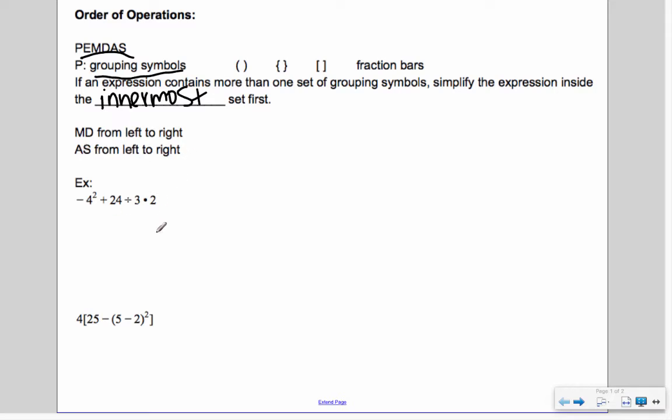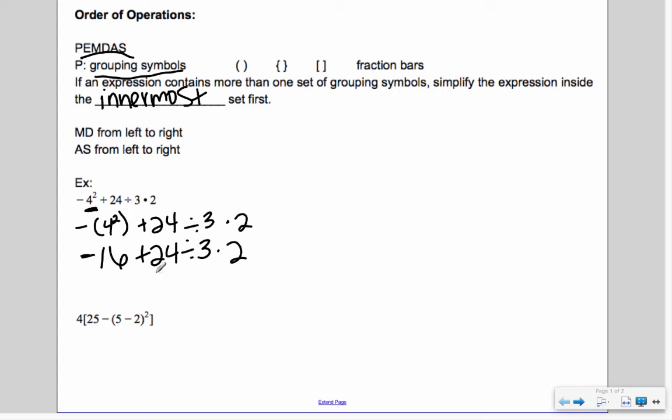So let's look at this example here. We don't have any grouping symbols, so the next thing we need to look for is exponents. Now this here, we talked about this already. This 4 is the only thing that's being squared. The negative is not being squared. So this is the same as negative 4 squared, plus 24 divided by 3 times 2. So we're going to simplify this first. So this is going to be negative 16, and I'm just going to rewrite everything else.